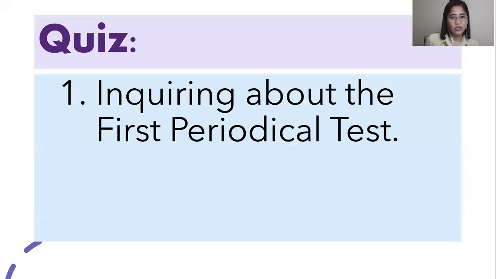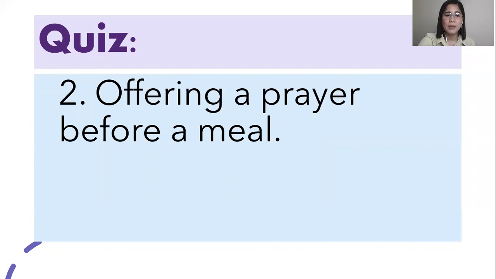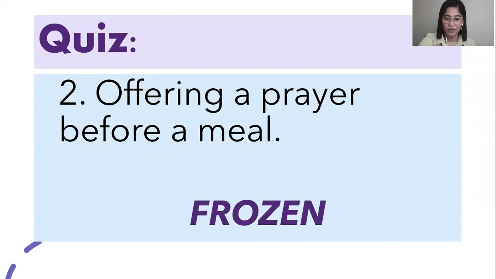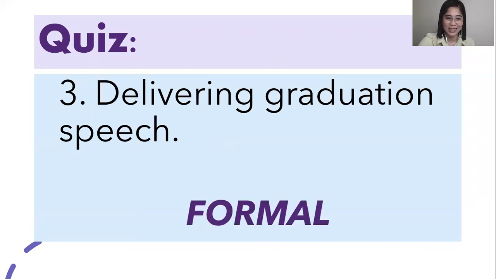Okay, let us have a short quiz. I want you to identify what communicative style is being described in here. The first one is inquiring about the first periodical test. That is very good, consultative. Second one, offering a prayer before meal. Prayer before meal. That is very good, frozen. That the speech or the piece is already fixed. Third one, delivering a graduation speech. That is formal. Very good.